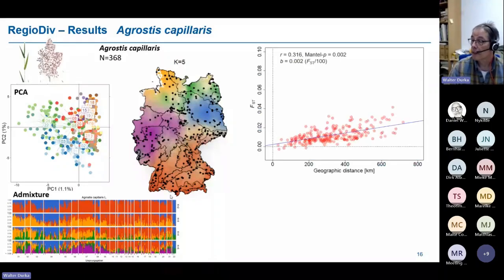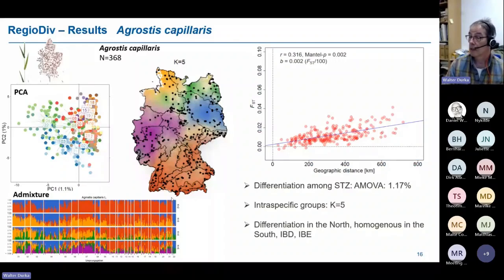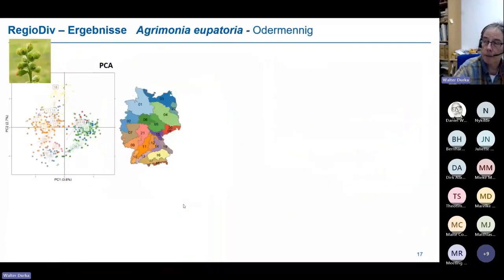Again, looking for isolation by distance, we see a very nice correlation, which is also much steeper than for the other grass. So we see, sorry, more structure and differentiation in the north of the country. Let's move to Agrimonia, a herb, which again shows very clear structure. In this case, the northeast of Germany is very off compared to the rest. So there is clear geographic structure.